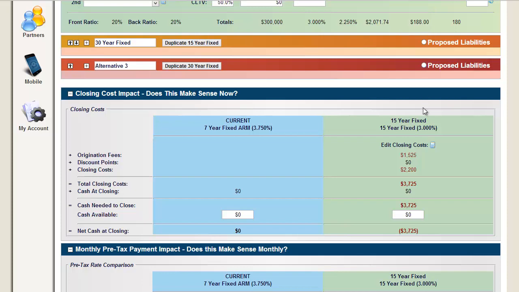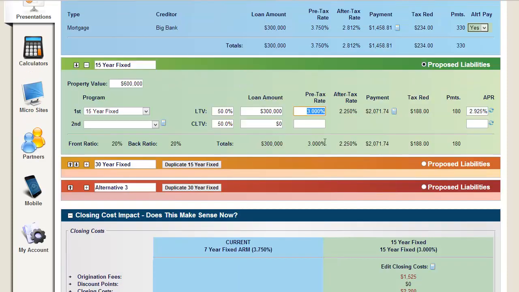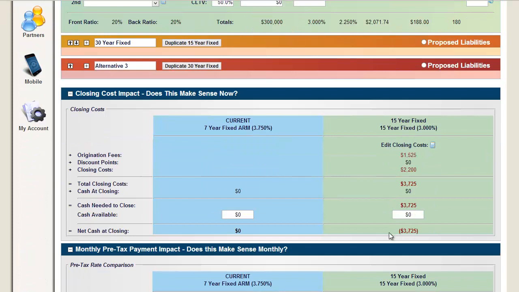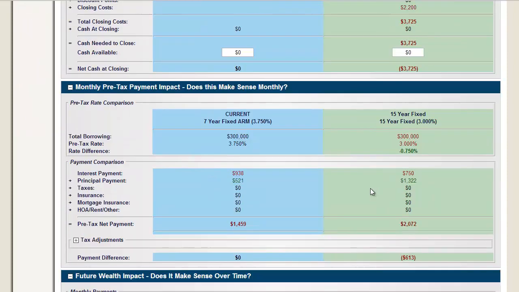So if they say I'd rather pay this out of pocket, no worries. We got 300. We're going to a new 300. You're going to need to bring $37.25 to closing. Are you okay with that? Yes, I am. Great. Now let's look at the payment difference.